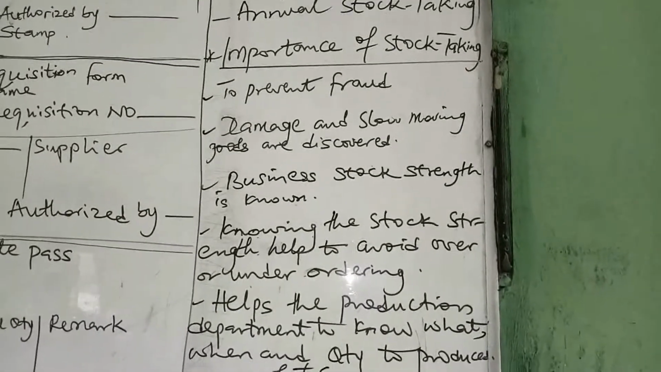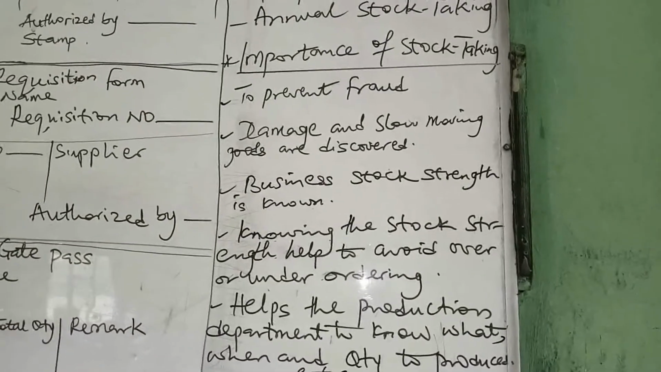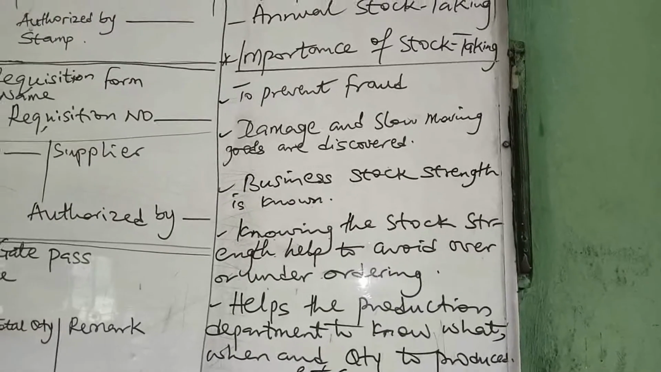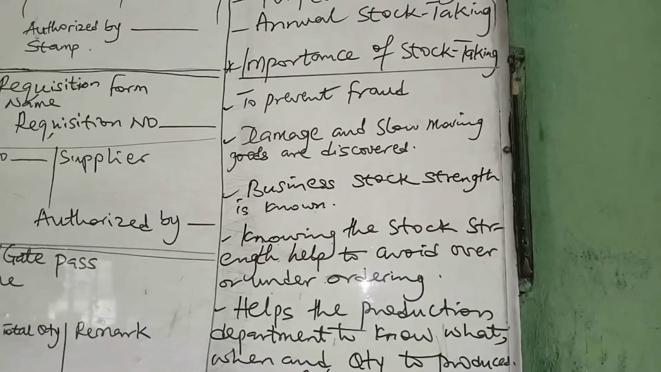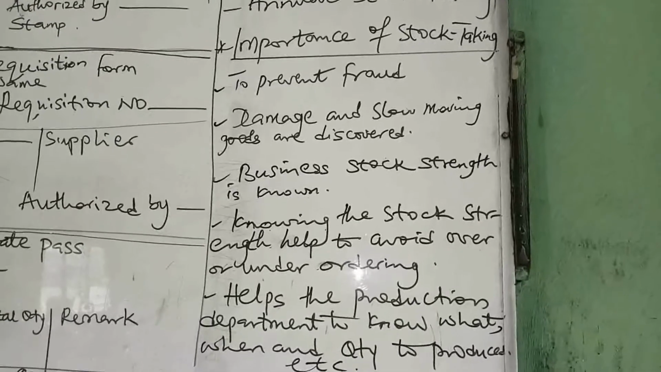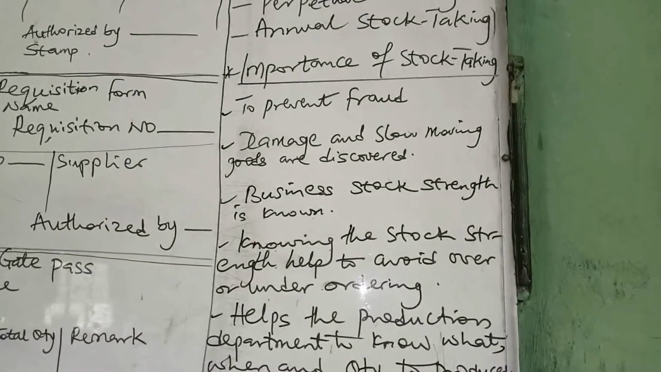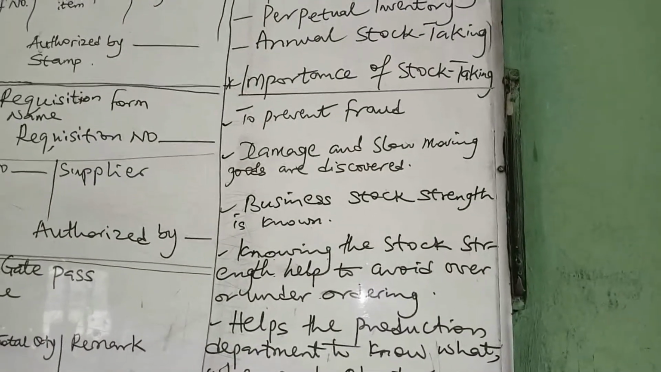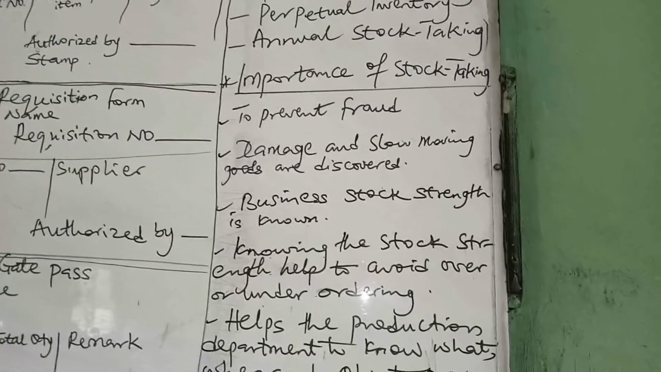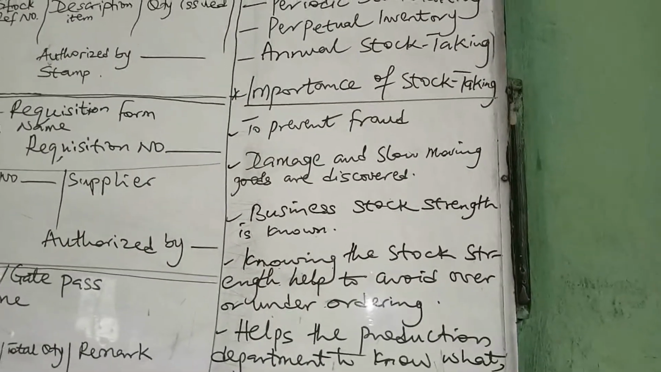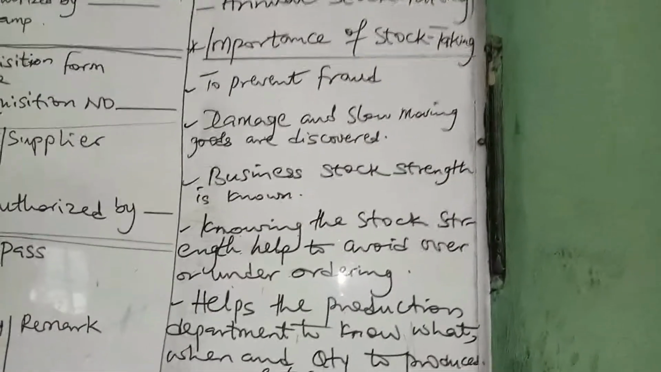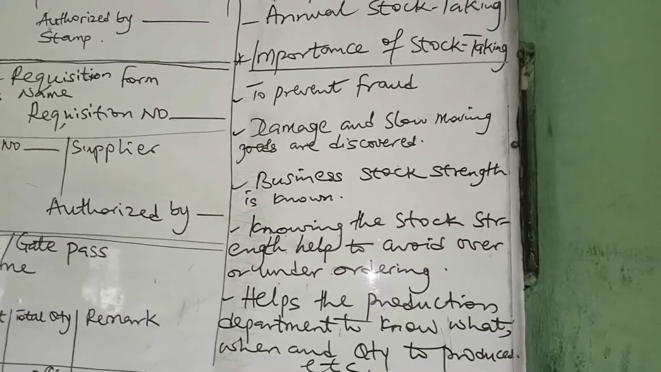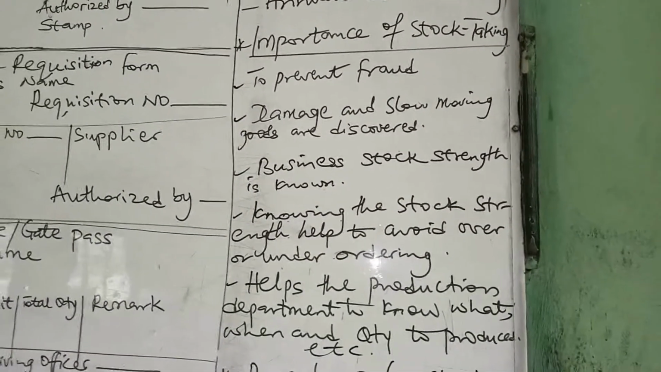Importance of stock taking are: 1. The stock taking helps to prevent fraud in the stock. I've told you that it is used to check the honesty of the storekeeper and so on. Or even missing stock can be detected during stock taking. Damaged and slow-moving goods are easily discovered during stock taking. Those goods that are not sellable can be discovered during stock taking. Then the organization will plan on how to handle them, either to stop production of those ones.